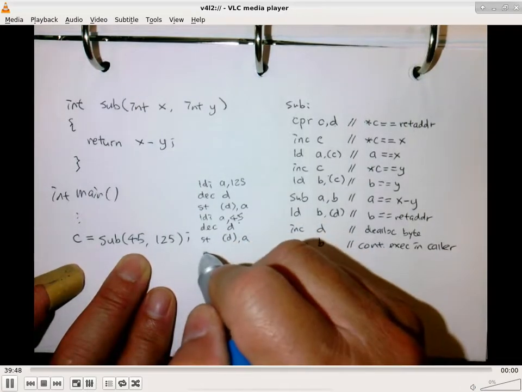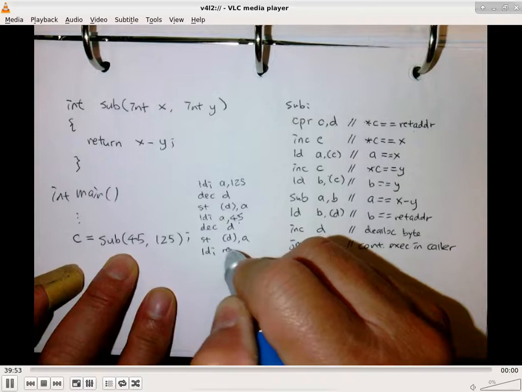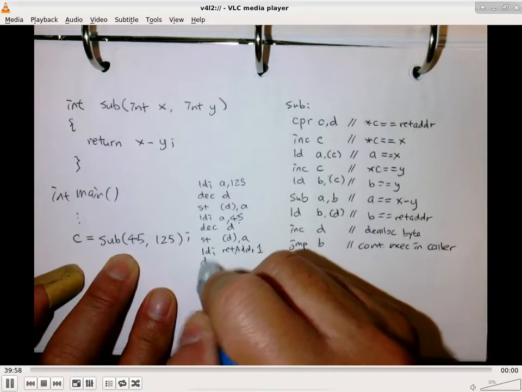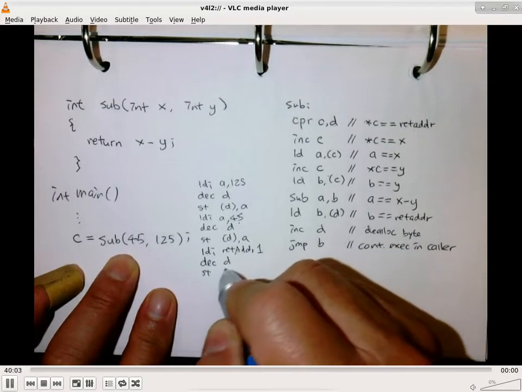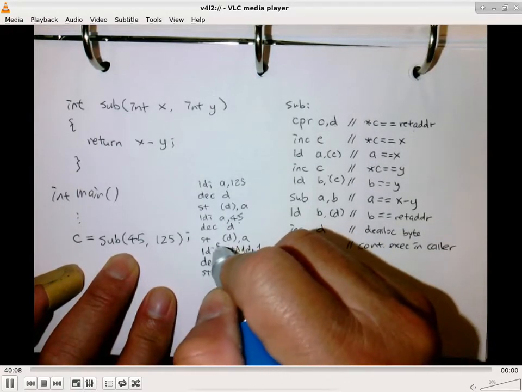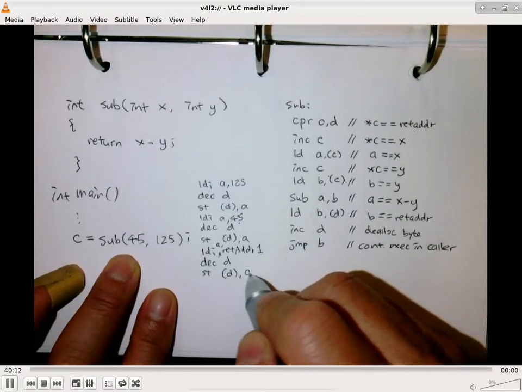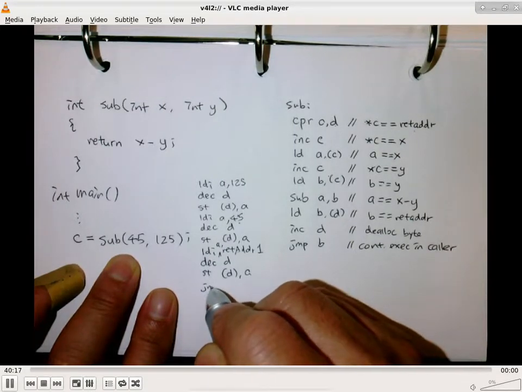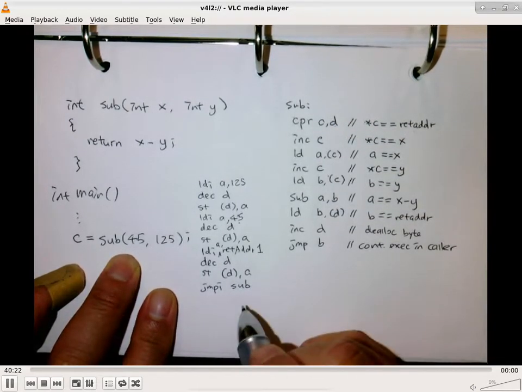At this point, there's only one thing left to do, which is storing the return address on the stack. So now we have return address 1, which we'll define later. Decrement D again to allocate another byte on the stack. Store the return address on the stack, which is now in, oops, I forgot a comma over there. So we store register A where D is pointing to in RAM. Now we can do a JMPI instruction to continue execution in the subroutine. So we JMPI to sub.